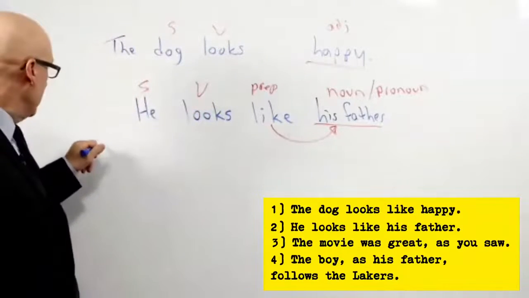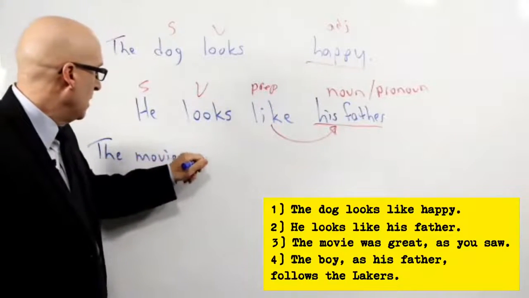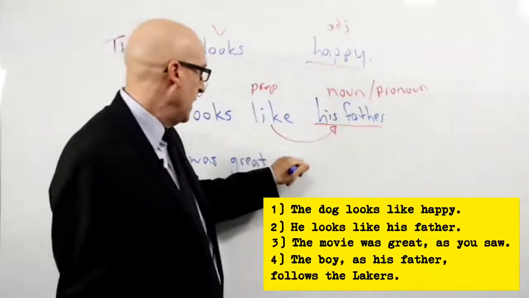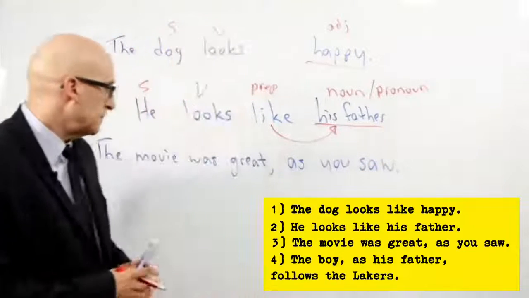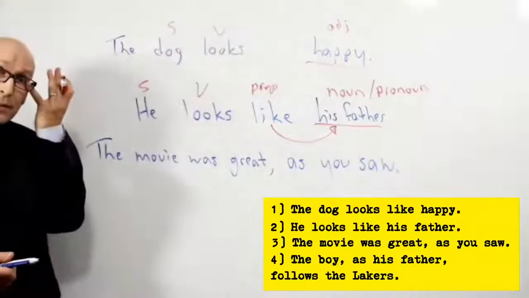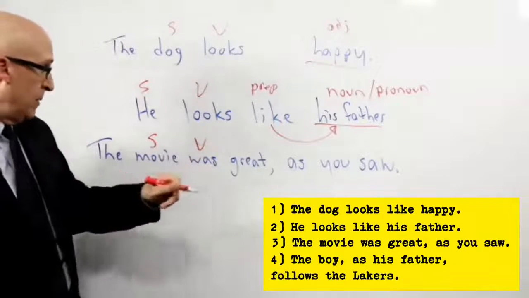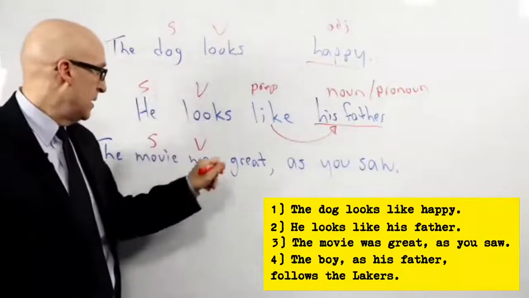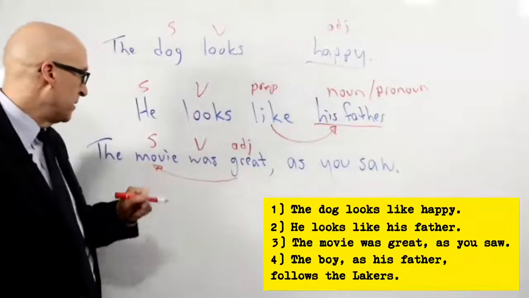The movie was great, comma, as you saw. Okay, what do we have here? Let's look at the parts. We have a subject. We have a verb. It's a be verb, so it's a copular, just like the looks. Then we have an adjective. And the adjective, of course, is telling us about the movie.